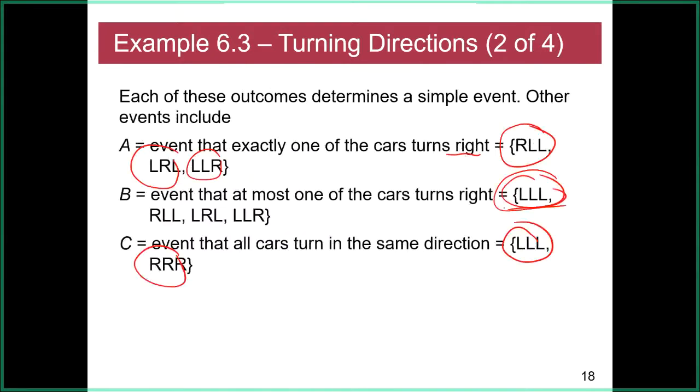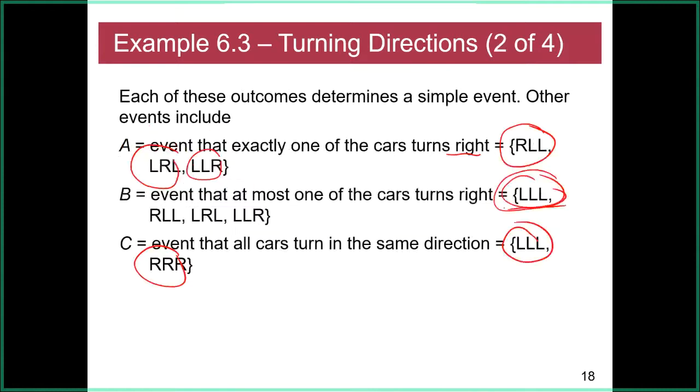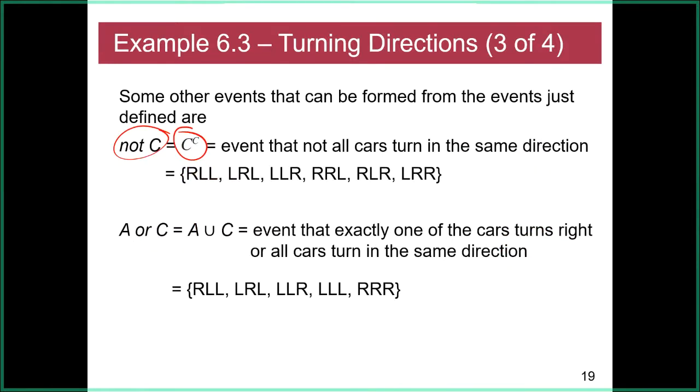But now event C was the event that all cars turn in the same direction. If we do not C, or the complement of C, that is everything else. So C was all 3 left or all 3 right. That's 2 outcomes there in that event. The other 6 outcomes then are part of not C, because those are all of the outcomes where it was not true that all 3 cars turned in the same direction.